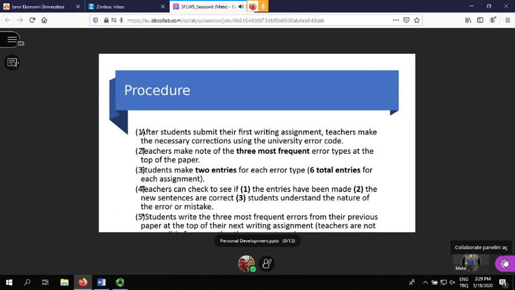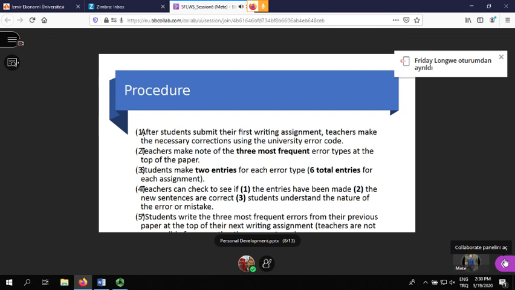So first step, right? Students hand in their assignment, and you will use the university error code to correct the papers. However you want to draw attention to that error, you could also underline them, or just write the error code above it.